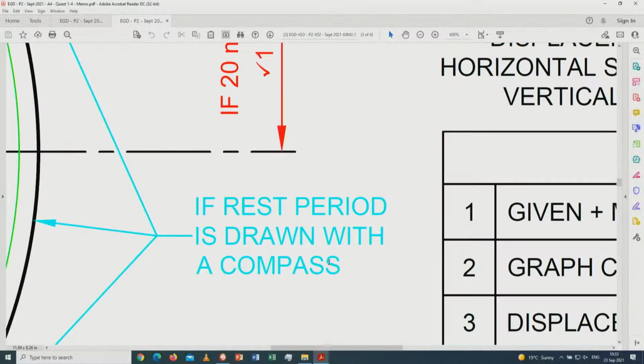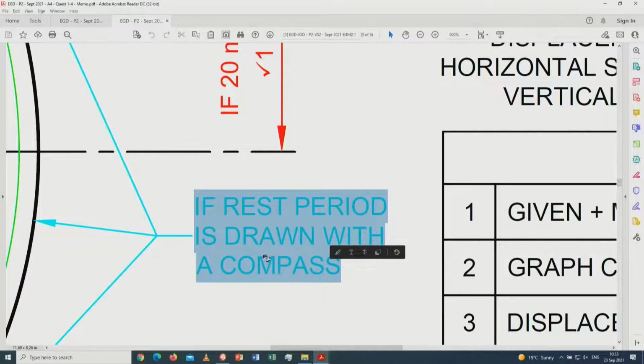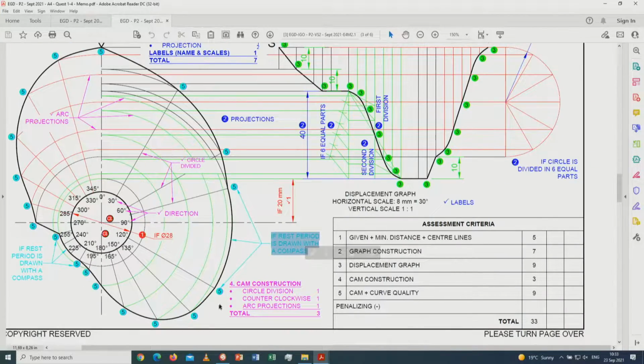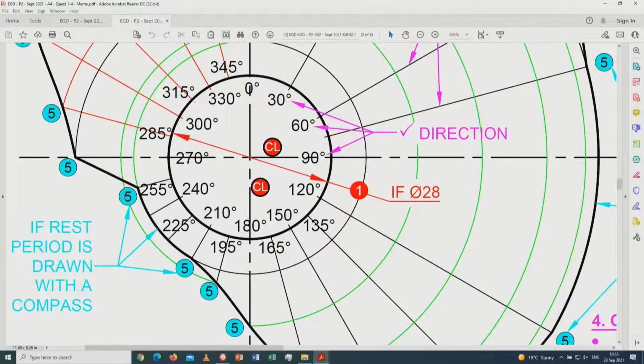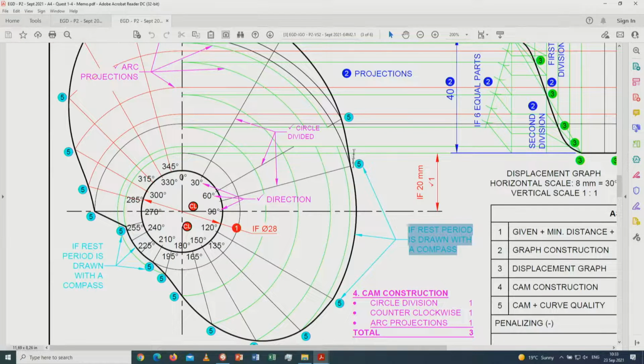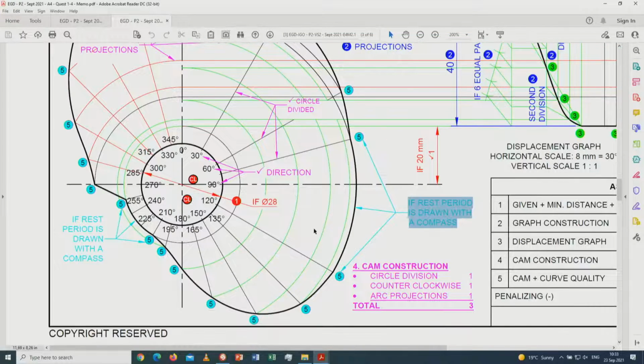for the curve quality, if the rest period is drawn with a compass, you give him this mark and that mark. And then, of course, if the rest period is drawn by means of a compass, then you give him that mark and that mark. If it's freehand, don't give him the marks over there. And if it's freehand, you don't give him the marks over there as well. All right, so that's what it points out to you there.